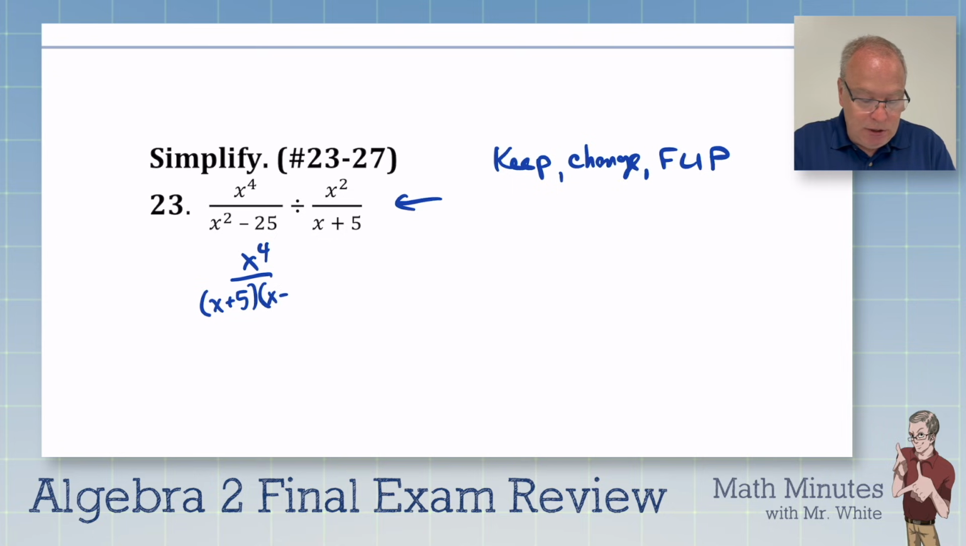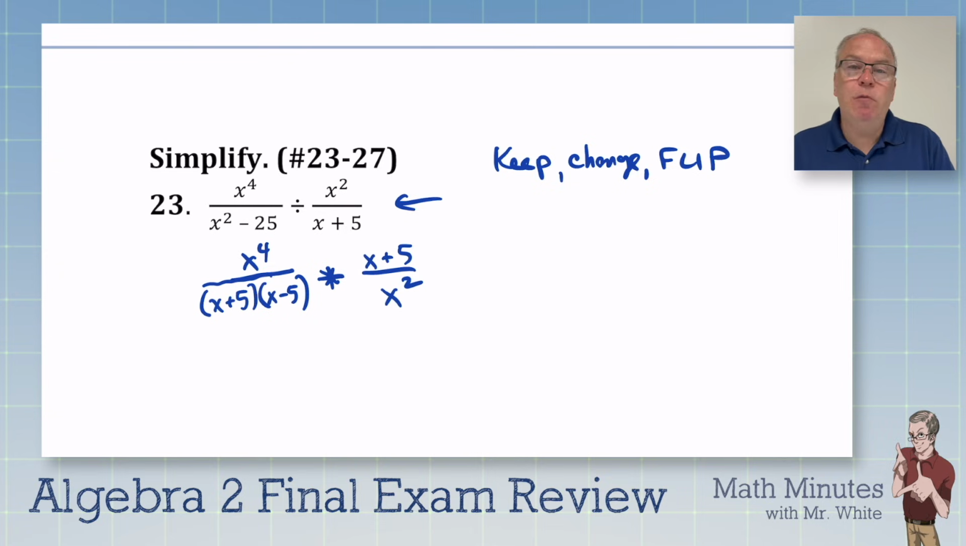This is x plus 5, x minus 5. Notice if you FOIL that out, there's no middle term. I'm going to change it to multiplication. That's my keep, change. And then I flip over the second one, factoring as I go. There's really no factoring to do here.